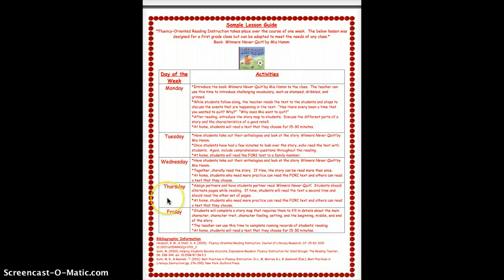On the 4th day, students are going to partner read, and the teacher can choose how to assign partners, either by ability group or students that they believe will work nicely together. And students are really there to support each other if they're struggling with a word or a passage. So once you have assigned partners, students will get together and they're going to alternately read the pages. So student 1 would read page 1 and student 2 would read page 2, and so on. If there's time, students will read the text a second time, but they should read the other set of pages. Again, at home, students who need more practice with the story can read it, and others can read a text that they have chosen.